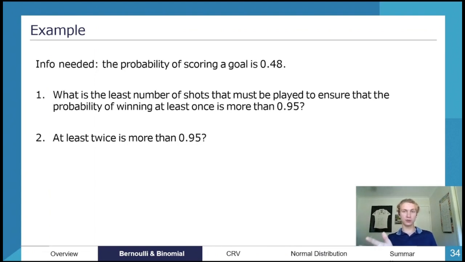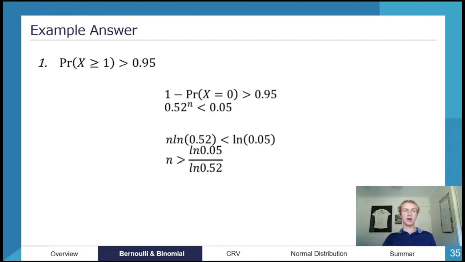And here would be some example. So this is an example question I show you, but here it is for goals. Before we were talking about lotto tickets, but here we'll talk about goals. So what is the least number of shots that must be played to ensure that the probability of winning at least once is more than 0.95? Or at least twice is more than 0.95. And for question one, this is how you would work it out.